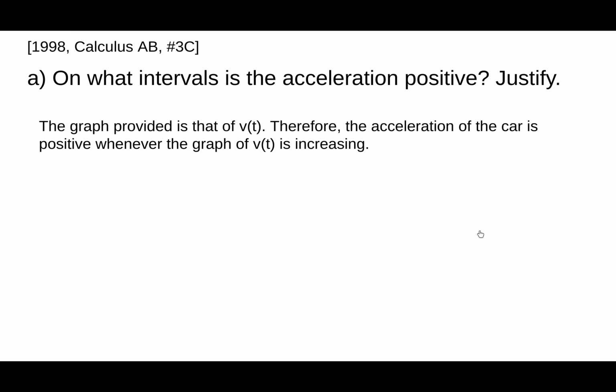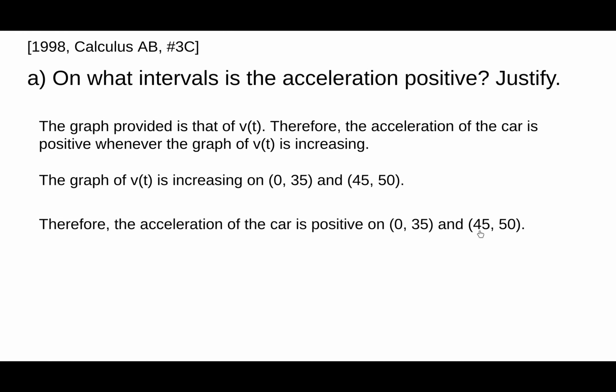We are provided with the graph of v of t, so determining these intervals should be relatively simple. The graph of v of t is increasing on the interval from 0 to 35 and from 45 to 50. Therefore, the acceleration of the car is positive between 0 and 35 and 45 and 50. Now, it's always a good idea to explicitly state that you are answering the question. Here, the question is about the acceleration being positive.